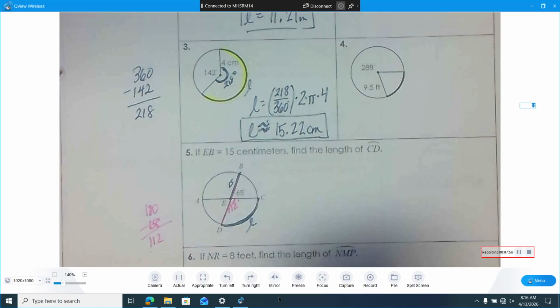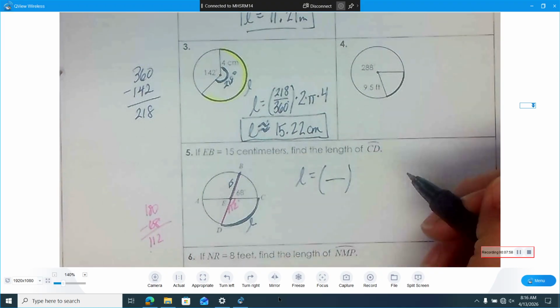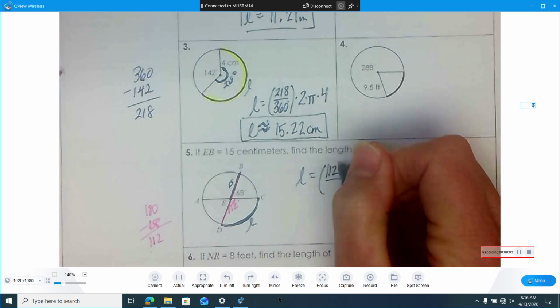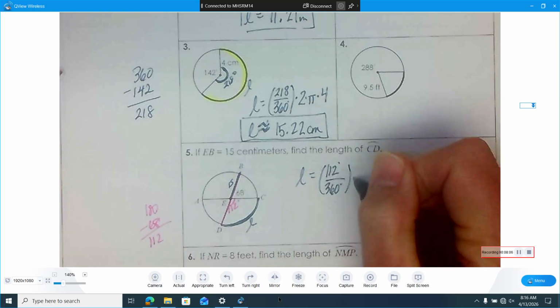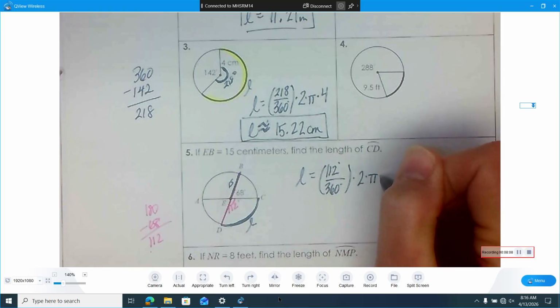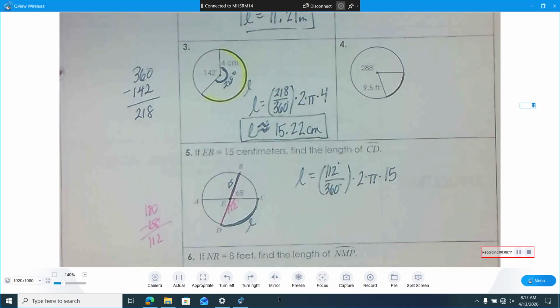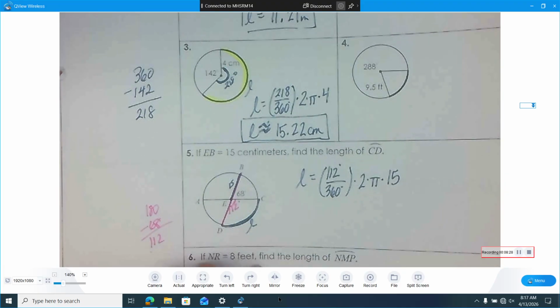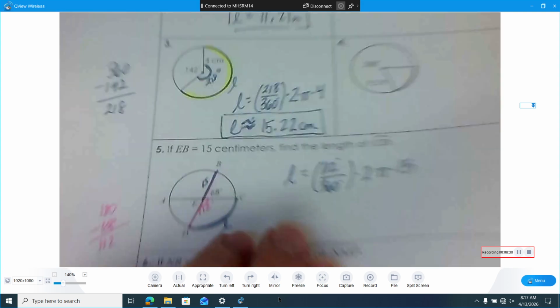All right. So to find L, we have a fraction, which is what out of what? 112. Good. Times 2 times pi times r, which is 15. Excellent, excellent. Do we need to do the calculator work on that, or you're good with the calculator work? Okay, all right, great. Super. Let's turn the page.